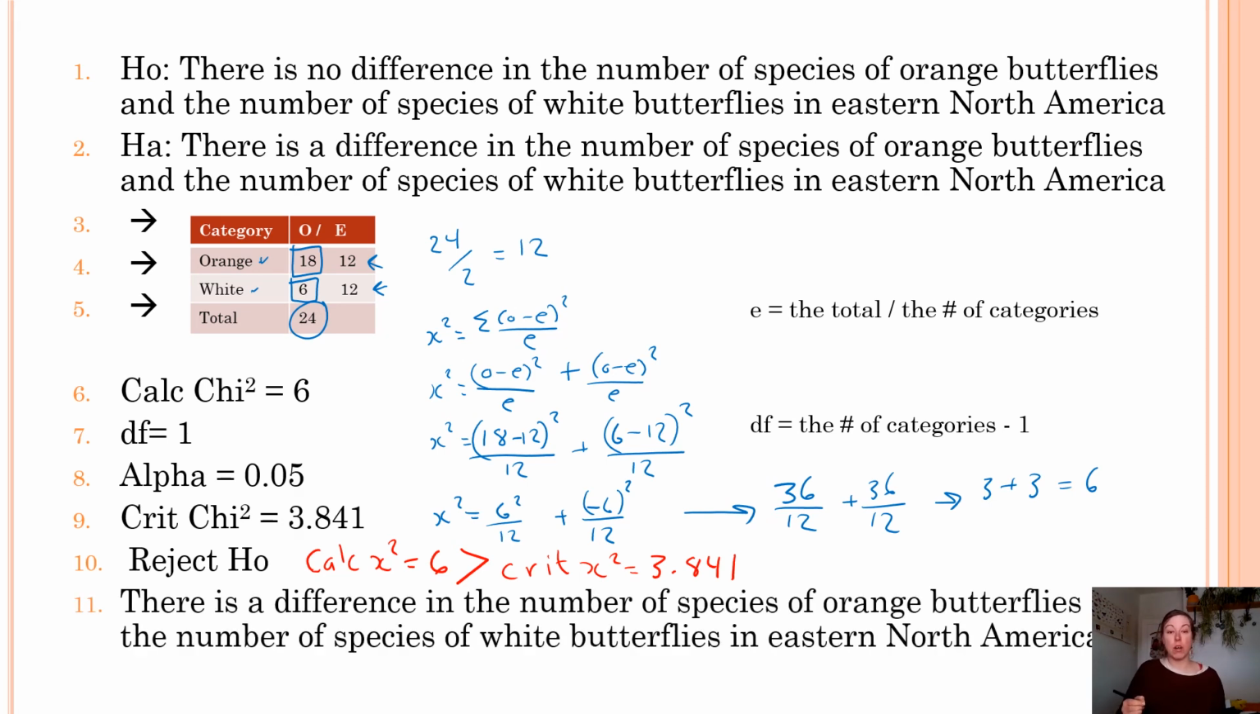So that means our final statement is that there is a difference because we rejected H0. On our last example, we looked at orange versus white, and they weren't different. They were the same. This time, they are different. There's enough of a difference there. There are fewer whites statistically than orange. Last time, they were pretty much the same statistically.